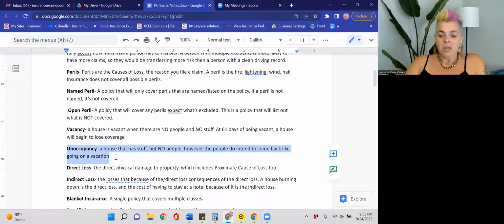They might throw a couple of questions at you. The questions you can see on this might be, which of the following properties is vacant? And they'll list out an apartment building that nobody has moved into. That one's vacant. A house where the insured left for 3 months. Well, they left for 3 months, sounds like they're going to come back. That's unoccupied. You need to be able to read them and figure out which ones are vacant and which are unoccupied. And remember, vacancy is no people, no stuff. Unoccupied is no people, but there is stuff.